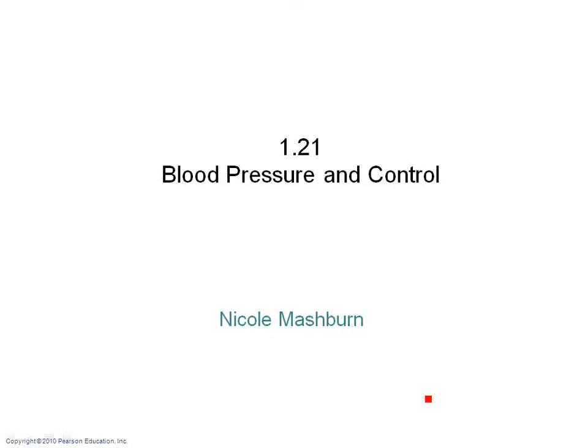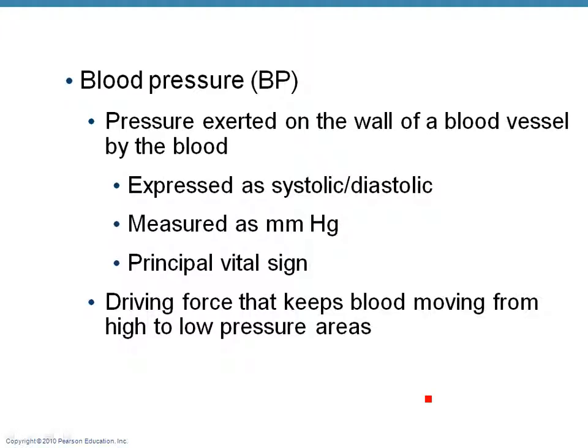So we'll get started. We're going to talk about what is blood pressure. Pressure is basically a force exerted on something else. Blood pressure is just the pressure of the blood exerted on the wall of a blood vessel. So how hard, or how much force, that blood puts on the wall of a blood vessel. It's expressed as a systolic over diastolic pressure. It's always measured in millimeters of mercury, and it's one of your principal vital signs.